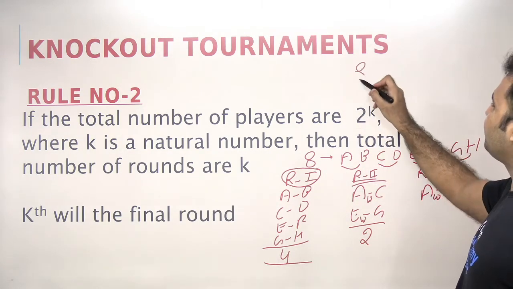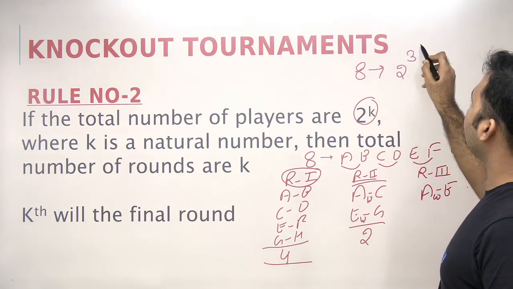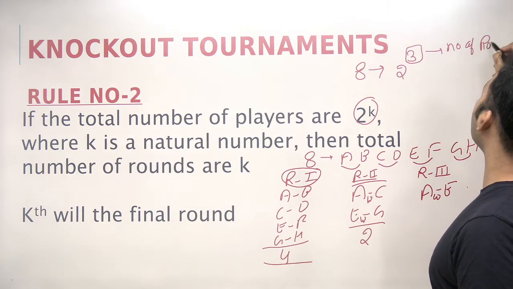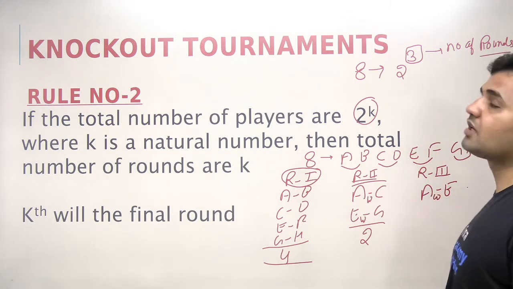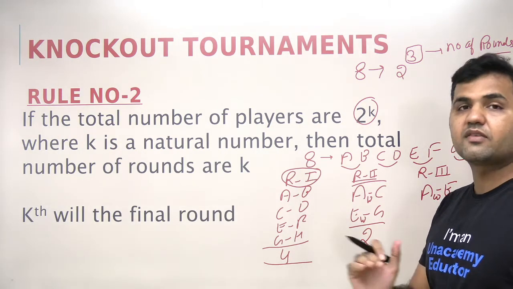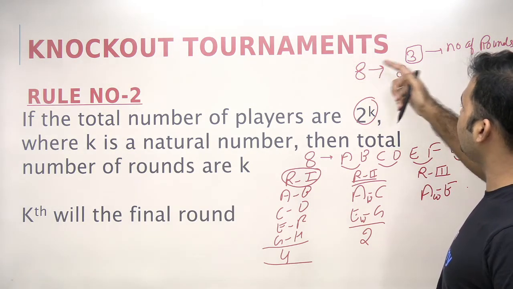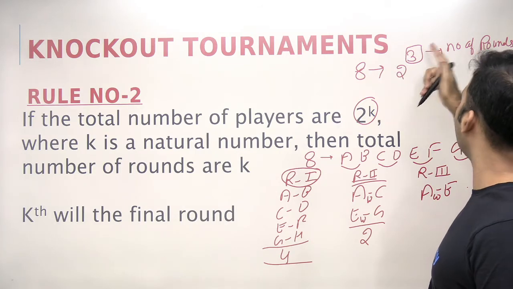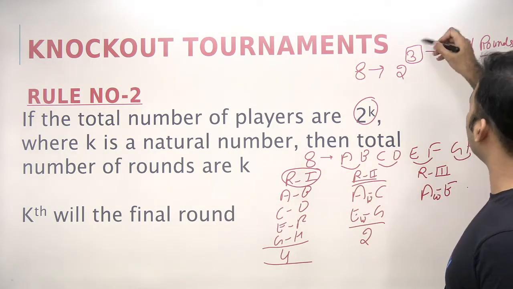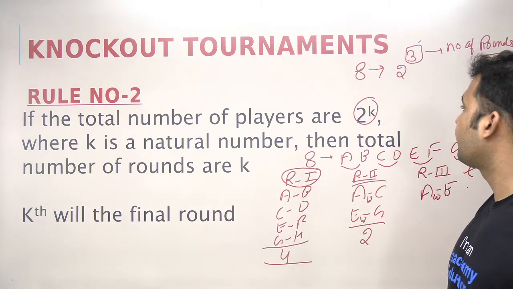So when there were 8 players, which can be represented in this form as 2 raised to power 3, this power will tell you the number of rounds that will be happening in the tournament to find out the final winner. So if I have 8 players or 8 teams which are represented as 2 power 3, power is the number of rounds, right? Where kth is the final round, that means the third round is the final round, because in the third round you are getting your final winner, right?